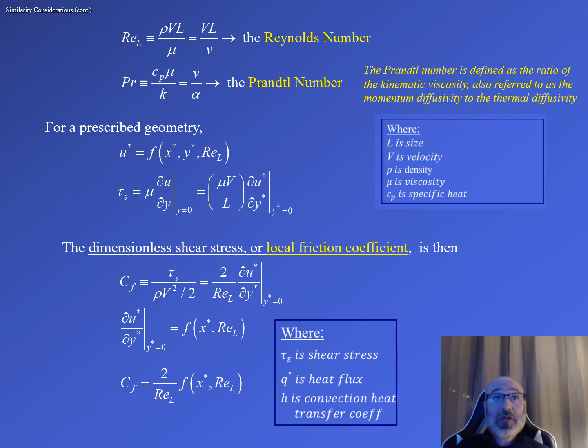Now for prescribed geometry, we have the relationship down here, our dimensionless parameter, our u star right here, is a function of our x star and y star, both dimensionless parameters right there, and our Reynolds number that we saw up above by this definition here.